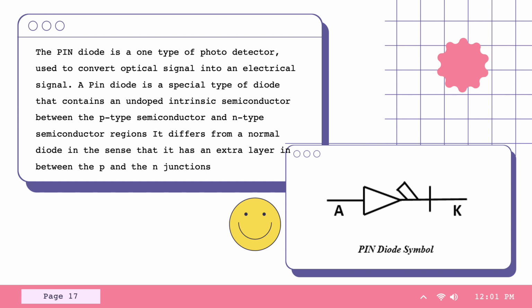By an intrinsic layer, we mean a pure crystal of silicon or germanium without any doping in it. This layer does not conduct electric current as well. The P-type and the N-type layers are heavily doped as they are used for ohmic contacts.